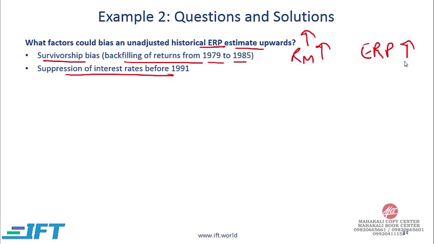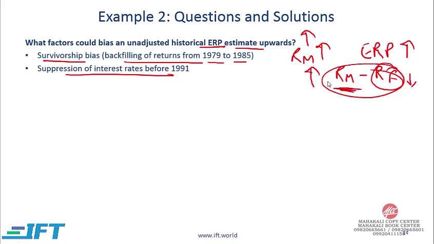What does that do? Remember, this risk premium is the return on market minus the risk-free rate. If the risk-free rate was kept artificially low, then the equity risk premium would be overstated, assuming that the markets were also not artificially low. Just taking the fact that the risk-free rate was lower than what it should be and not saying anything about the market return, clearly that might also bias the equity risk premium upwards.